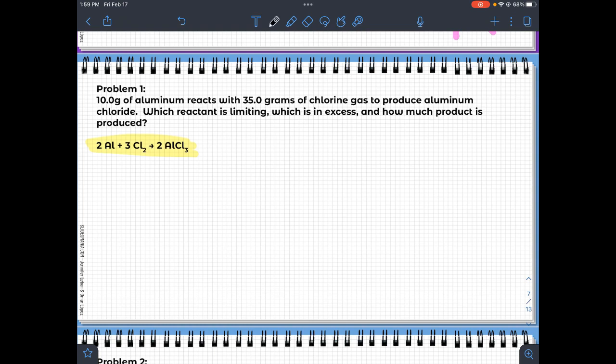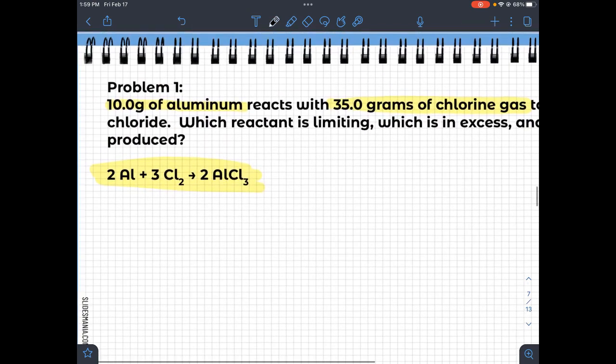So these problems are easily recognizable because of the information that they give you. First off, they're going to give you 2 numbers. We have 10 grams of aluminum and 35 grams of chlorine. Both of those chemicals are reactants. So I'm even going to write them above the chemical in the balanced chemical equation. For aluminum, I specifically have 10 grams. For chlorine, I have 35 grams.